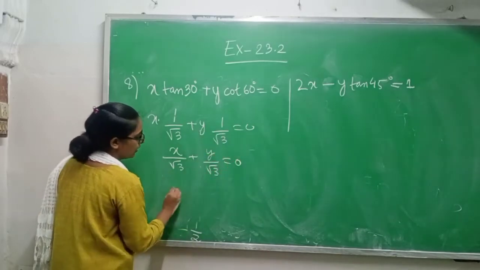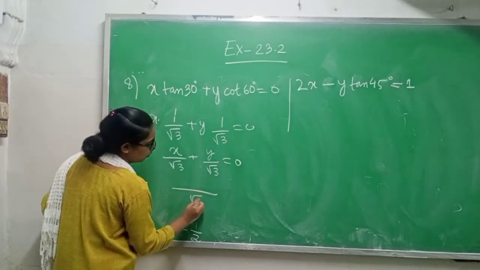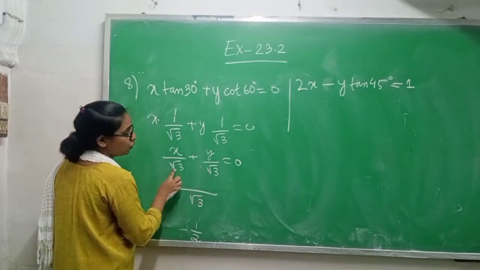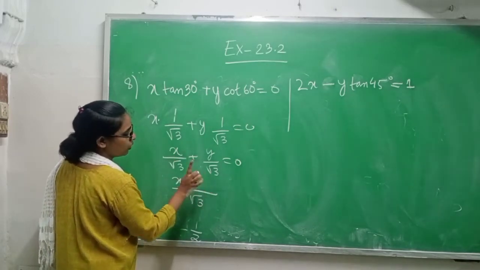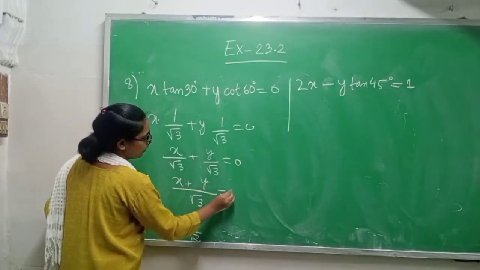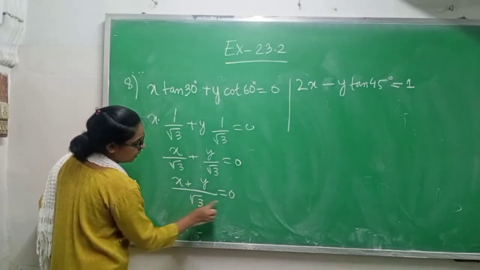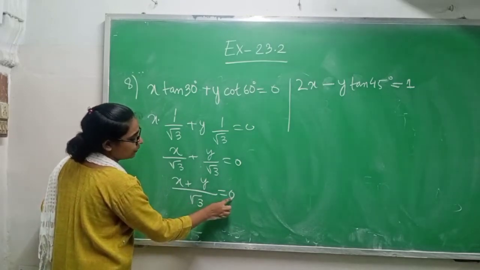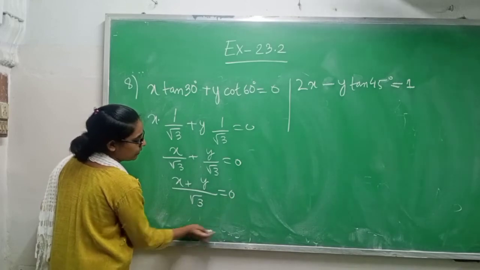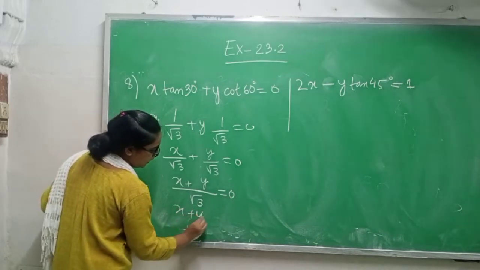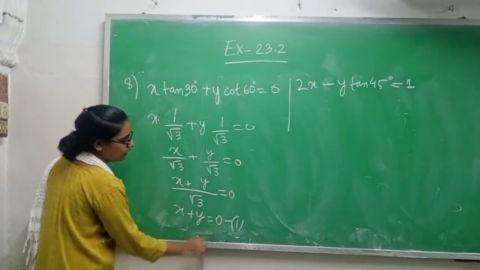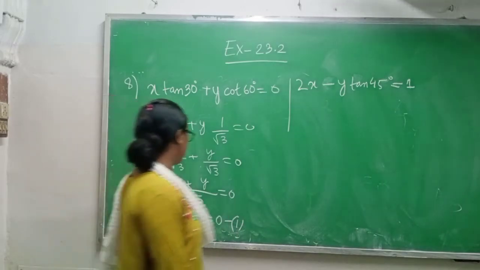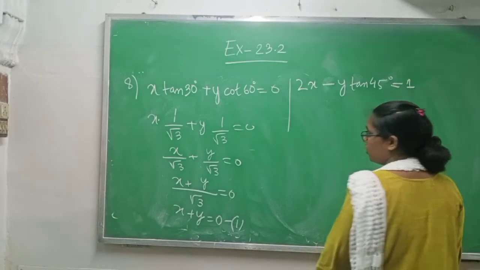Now you will take the LCM. Root 3 LCM will be root 3. Root 3 divided by root 3, 1 into x. Root 3 divided by root 3, 1 into y equals 0. So when this root 3 goes to this side and multiplies by 0, you will get 0 only. So x plus y equals 0. Equation 1, because root 3 into 0 will give you 0. So you got equation 1, x plus y equals 0.